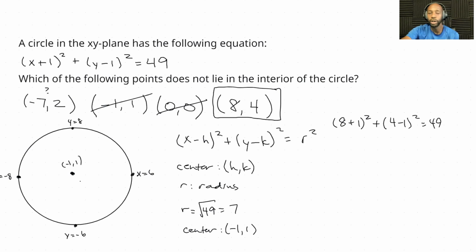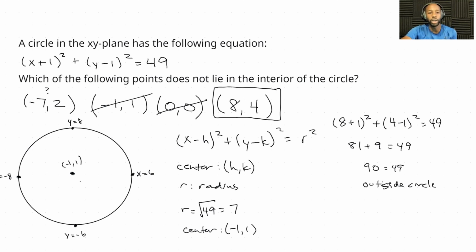So 9 squared, let's see, 9 squared is 81. 81 plus 3 squared is 9, equals 49. So that would be 90 equals 49. So because this is greater, you can tell this is indeed outside the circle. Okay? So that's what we wanted. That's how we know this point is not in the interior of the circle.